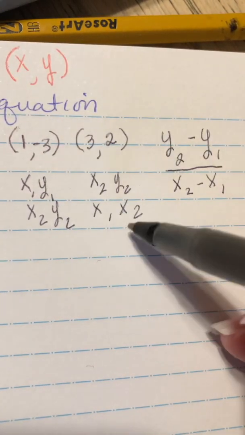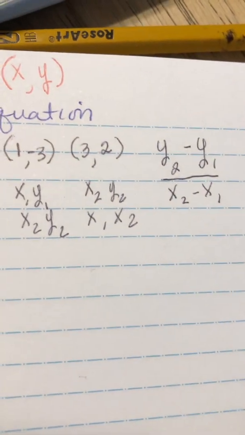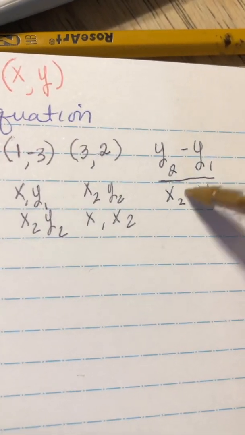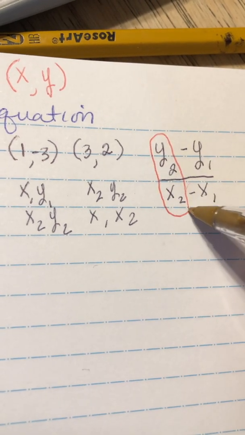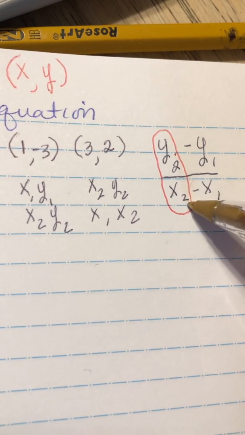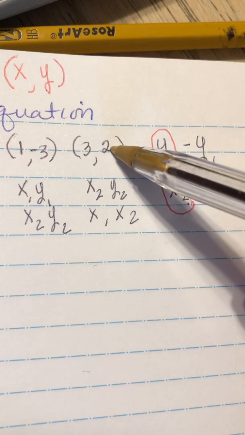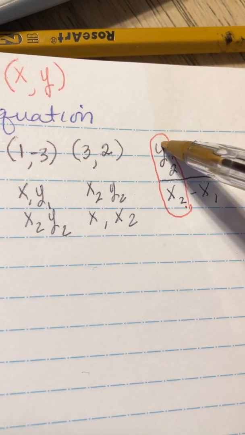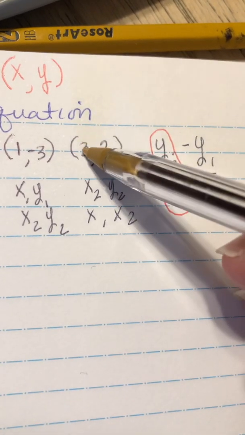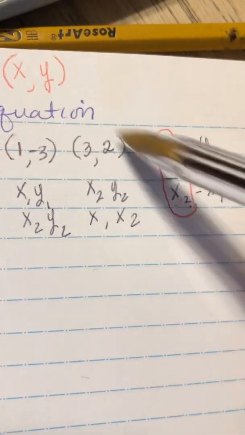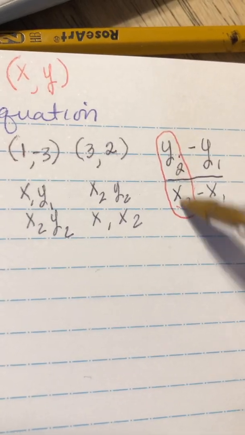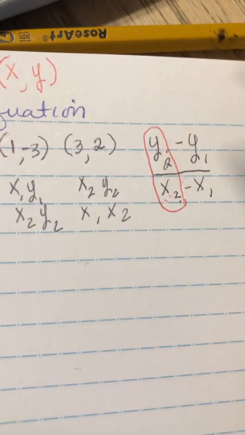Either way is fine. The main issue we have to be careful about is that whatever you start with on the top needs to come from the same set as what you start with on the bottom. So like if I started with the y in this one and put 2 here, then make sure underneath it I put the x from that same set. So it doesn't matter which set you start with, just make sure they're from the same set when you start.